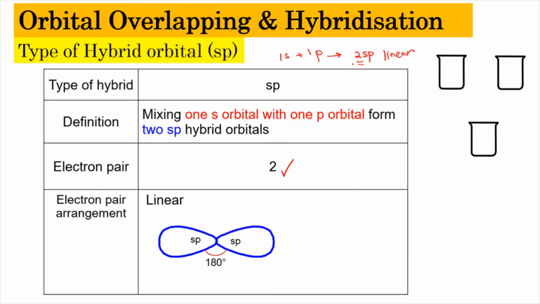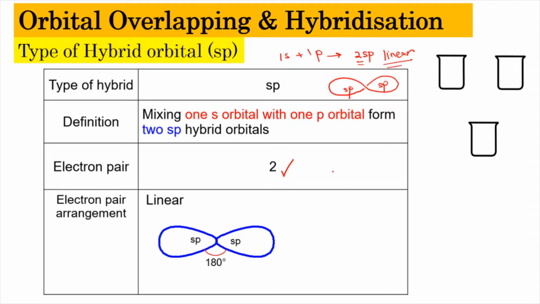Since we have 2 sp, it means that sp here refers to one lobe, one sp lobe, and then another sp here. That is why we have 2 sp, and it is consistent with VSEPR, whose name is linear.